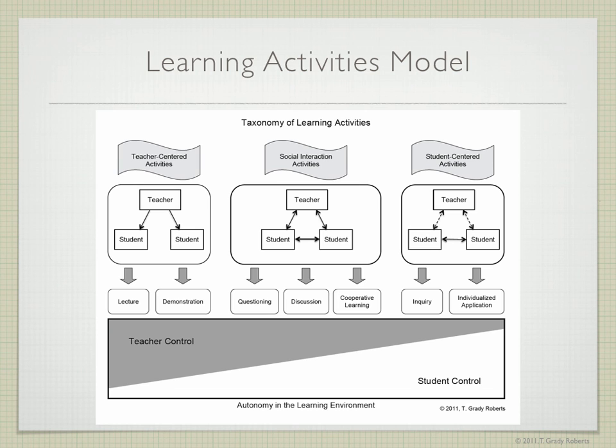We refer back to our taxonomy of learning activities that was presented in an earlier part of this series. We'll notice that cooperative learning still falls in the center under social interaction activities. So these are activities that involve multiple interactions between the students and the teacher and other students. If we look down at the bottom of the model at autonomy in the learning environment, we notice that the students are starting to gain more control in the learning environment. So in cooperative learning, the students have a little bit more control in the learning environment than the instructor.